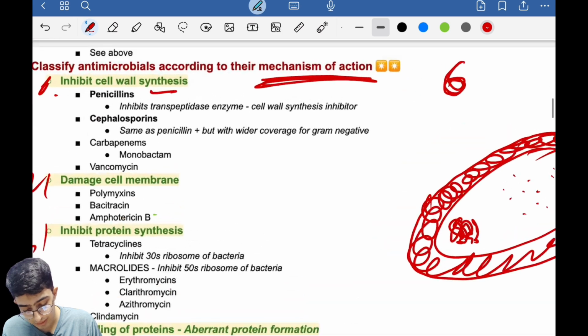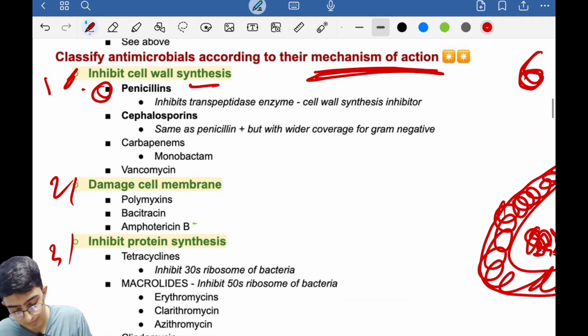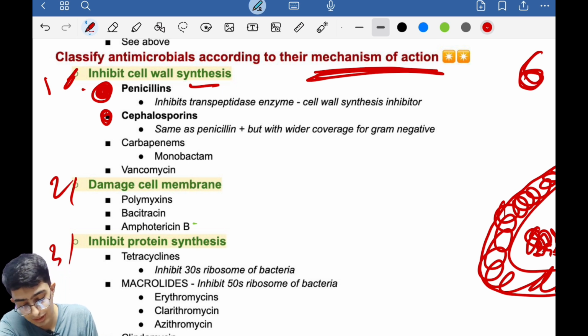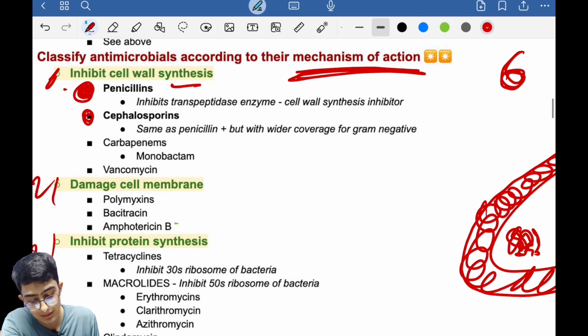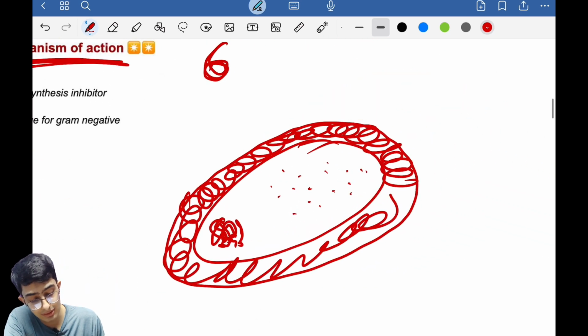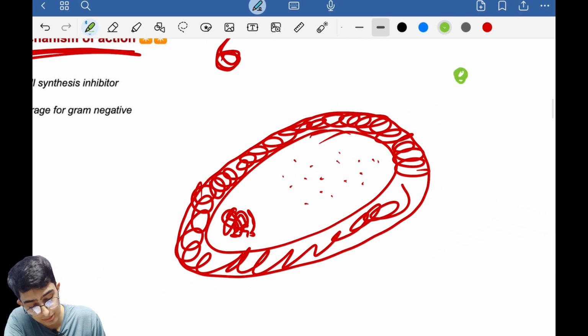So drugs like penicillin, cephalosporin, carbapenems, monobactam and vancomycin. In this group, just remember penicillin and cephalosporin. How do penicillin and cephalosporin work? They simply go and destroy the cell wall, right?